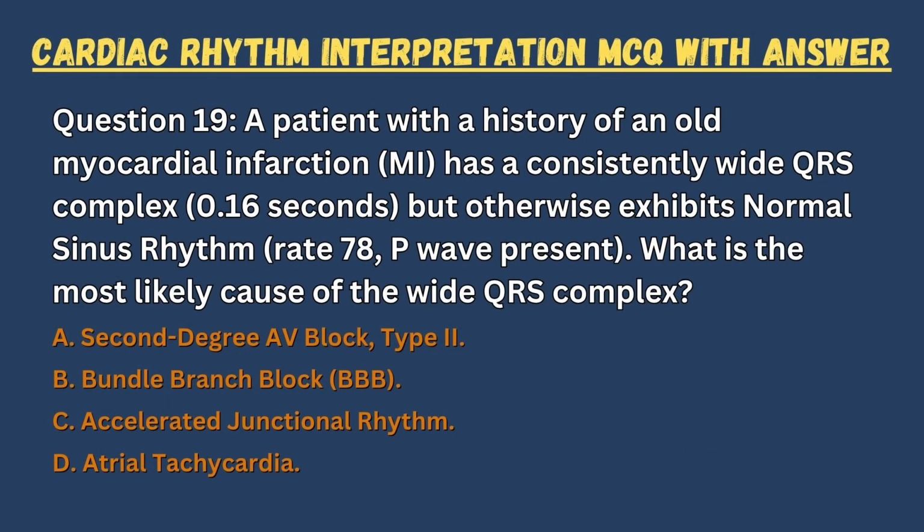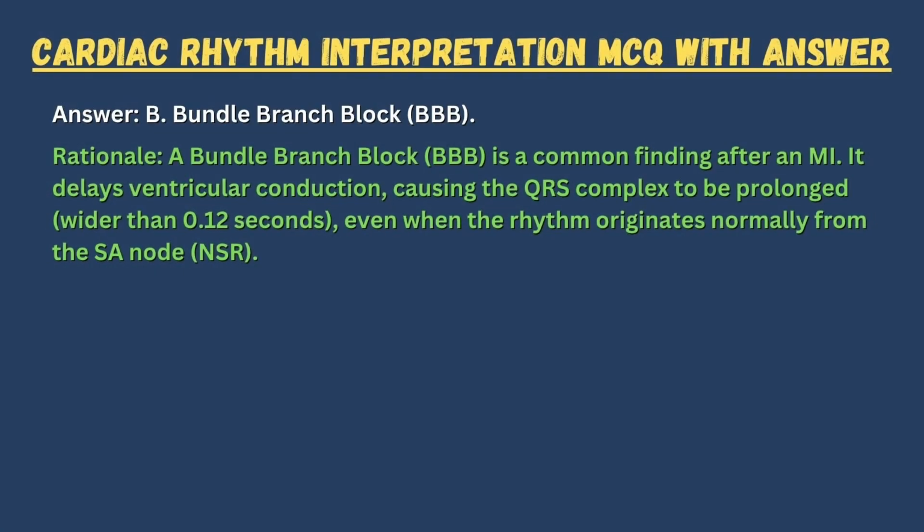Question 19. A patient with a history of an old myocardial infarction, MI, has a consistently wide QRS complex, 0.16 seconds, but otherwise exhibits normal sinus rhythm, rate 78, P wave present. What is the most likely cause of the wide QRS complex? A. Second-degree AV block, type 2. B. Bundle branch block, BBB. C. Accelerated junctional rhythm. D. Atrial tachycardia. Answer. B. Bundle branch block, BBB.